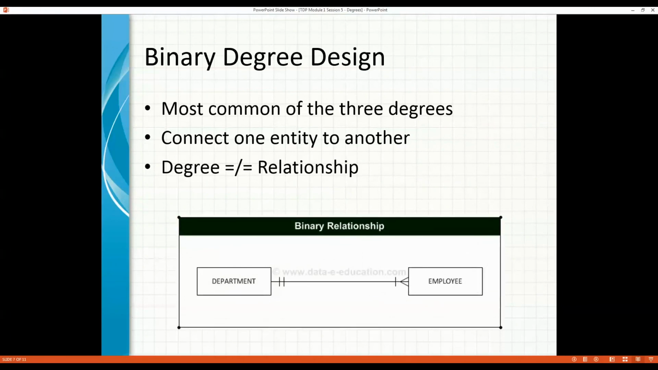Binary, which is probably going to be the most common, is simply going to be one entity connected to another. In this example, we've used crow's feet. So we see one department has many employees. Again, take note that degree does not determine relationship.